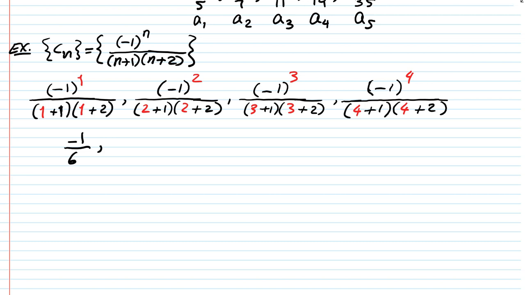-1/6. Next one, -1 squared is 1. The denominator, 3 times 4, that is 12. Correct? What is c sub 3? The third term, -1 cubed is -1. 4 times 5, 20. And the last one is going to be 1. 5 times 6, 30. See how that goes? So we have again the sequence that alternates between negative, positive, negative, positive, and so on.